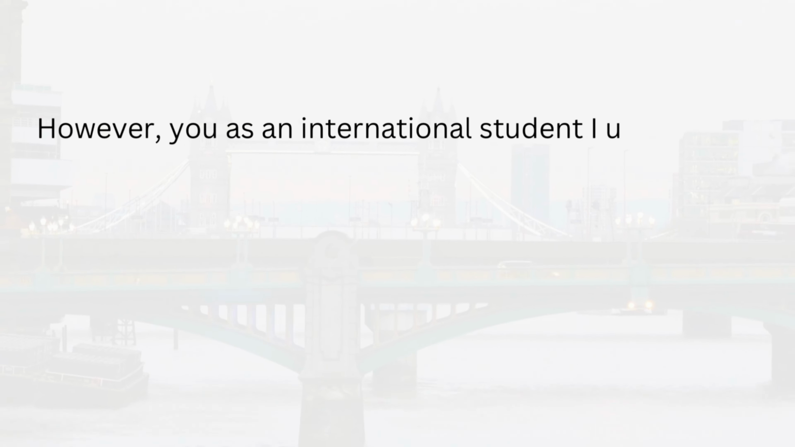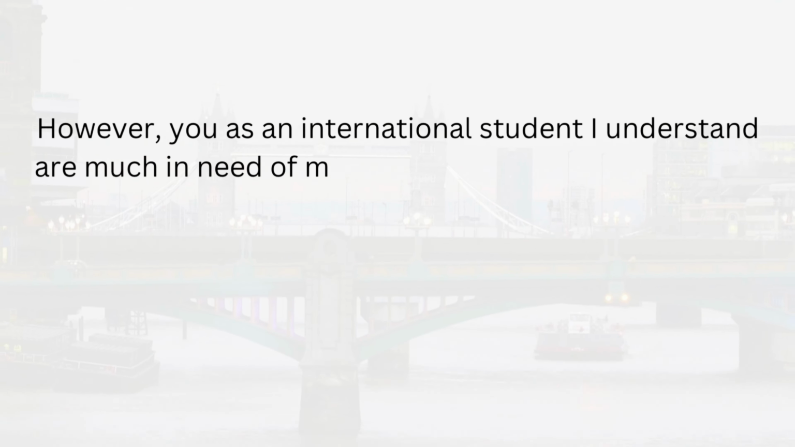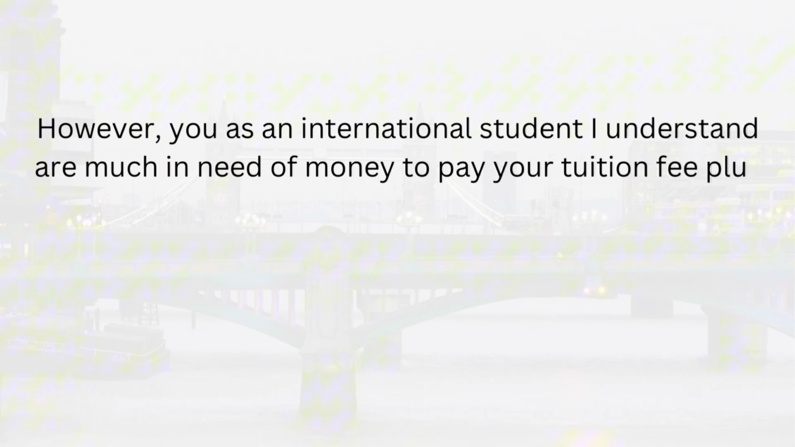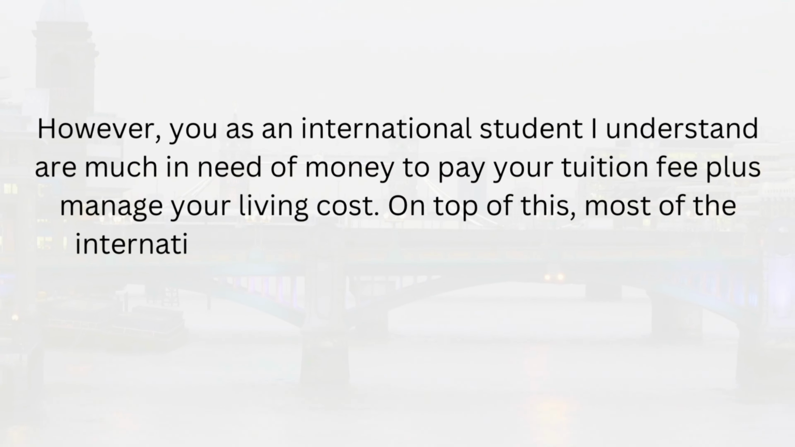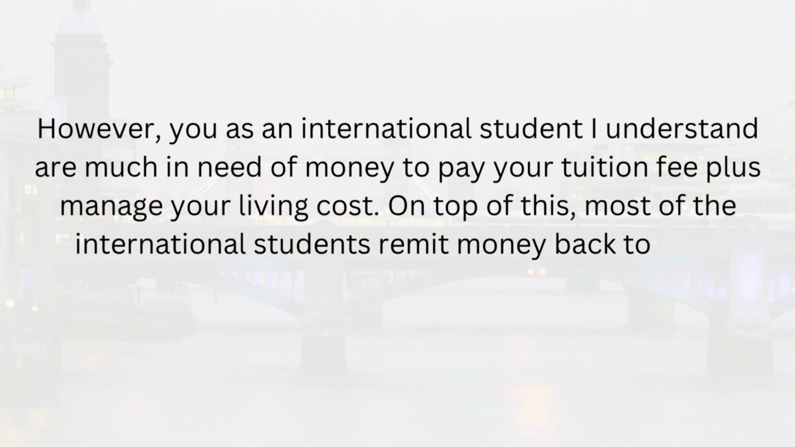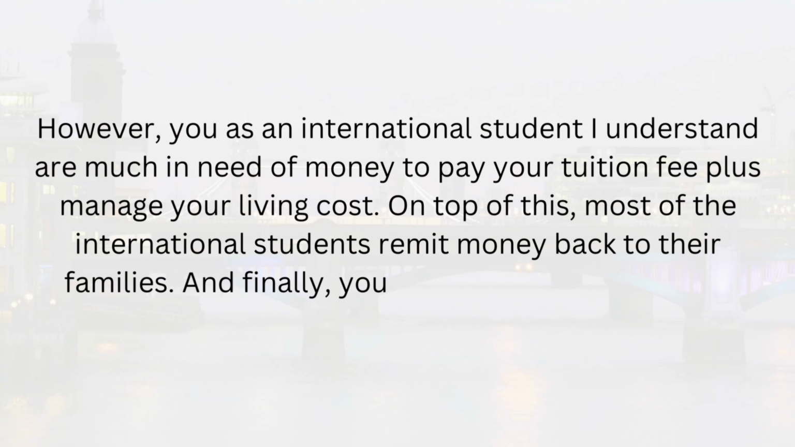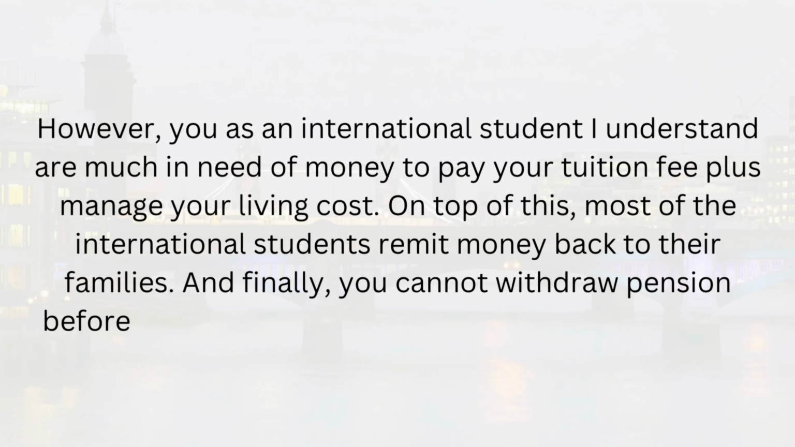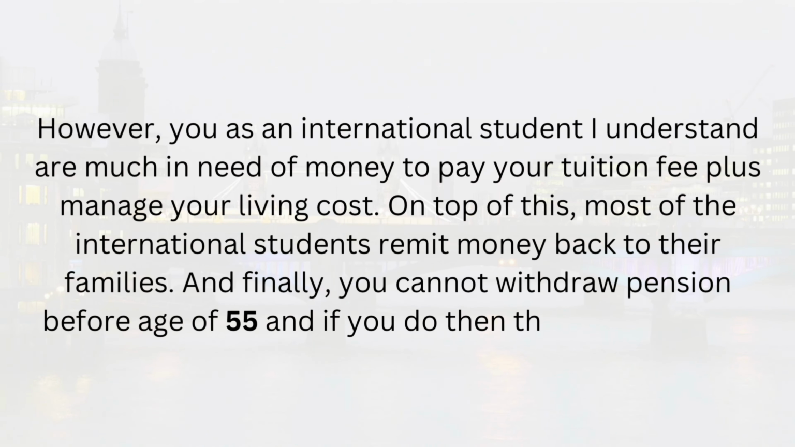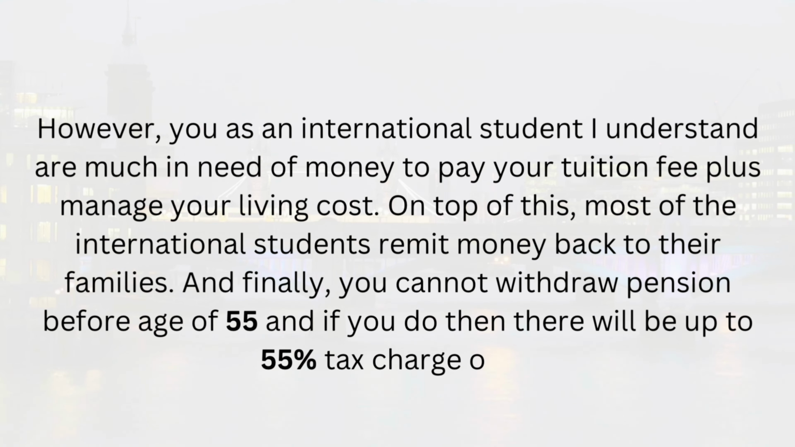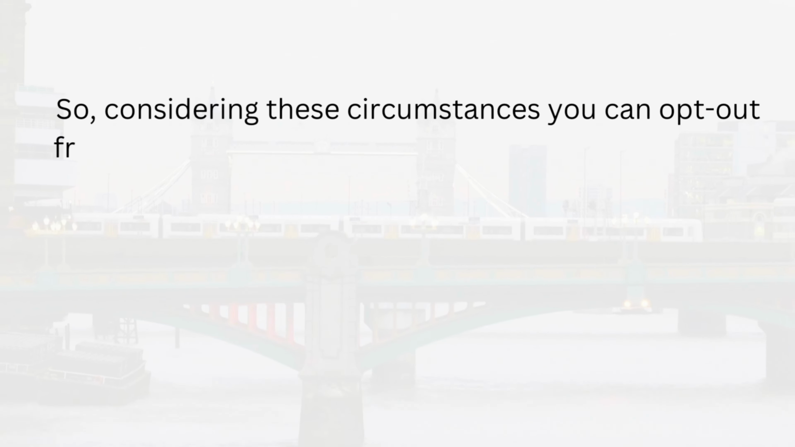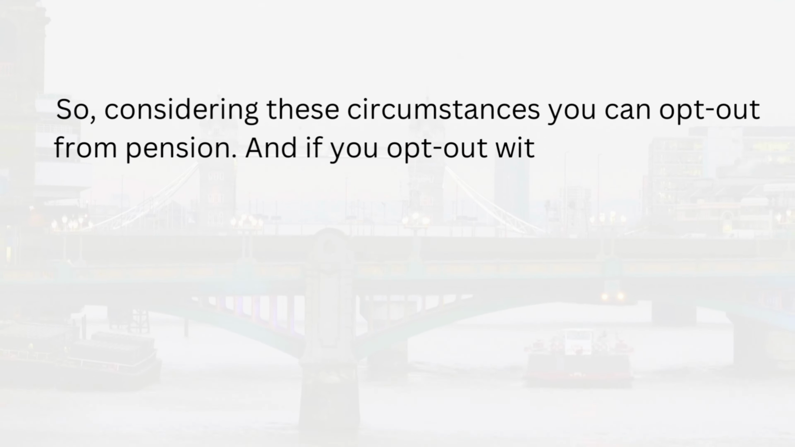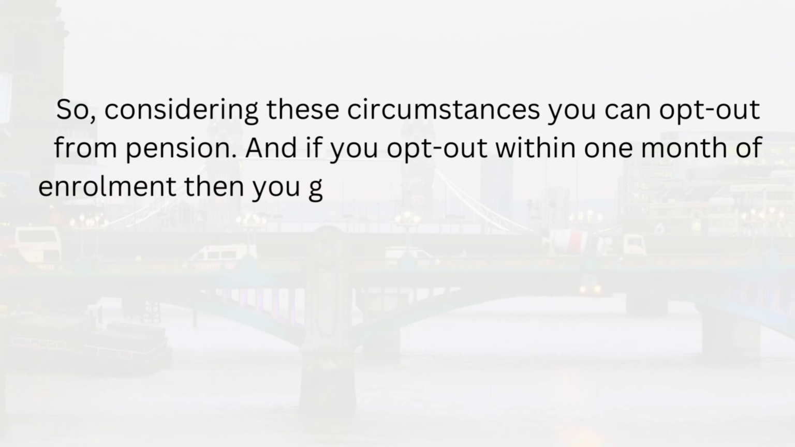However, you as an international student, I understand, are much in need of money to pay your tuition fees and manage your living costs. On top of this, most international students remit money back to their families. And finally, you cannot withdraw pension before the age of 55, and if you do, then there will be up to a 55% tax charge on it. So considering these circumstances, you can opt out from pension, and if you opt out within 1 month of enrollment, then you get your full amount back.